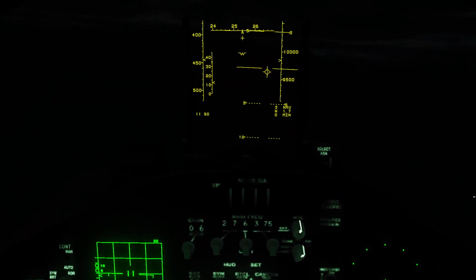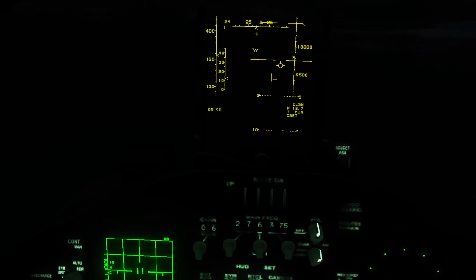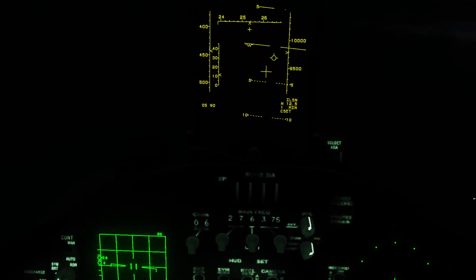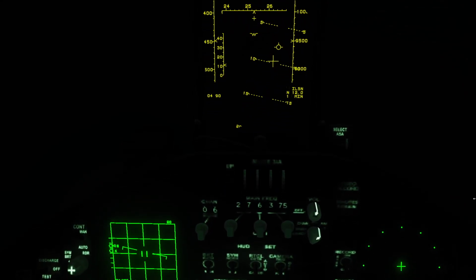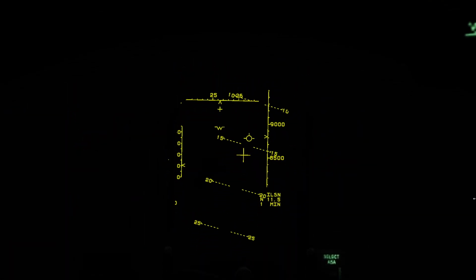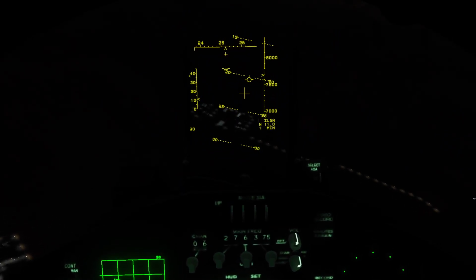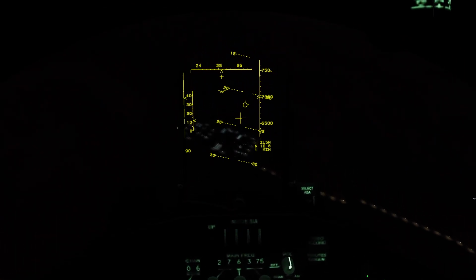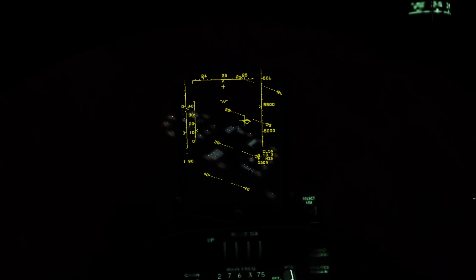Alright, so it should be about 15 miles to the airfield, so now I'm switching to the ILS. I know that's wrong. This is my ILS signal right here. So now I've got to put that flight path vector into the steering cue, which is a little, it's trying to kill me. There we go.